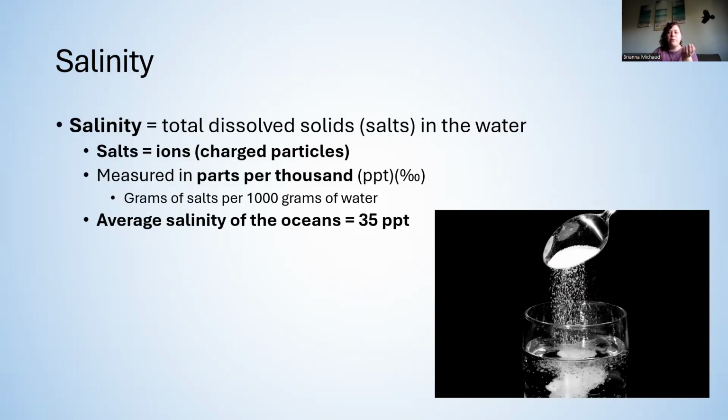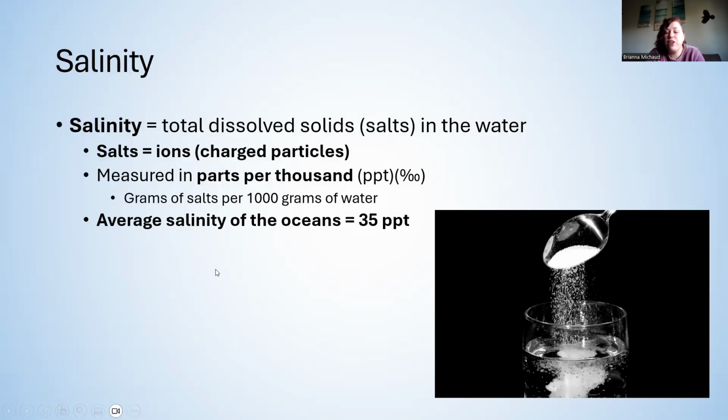If you added a couple of tablespoons of salt to it and mixed it up and dissolved that salt, now it's going to be slightly higher salinity. And if you kept doing that, adding more and more salt, it would get higher and higher salinity. Now, when we refer to salts, salts are basically just charged particles called ions. There are two main ones we'll talk about, but there are many different kinds, and any little charged particle can be a salt. We typically measure this in parts per thousand, which basically means the number of grams of salt per 1,000 grams of salt water.